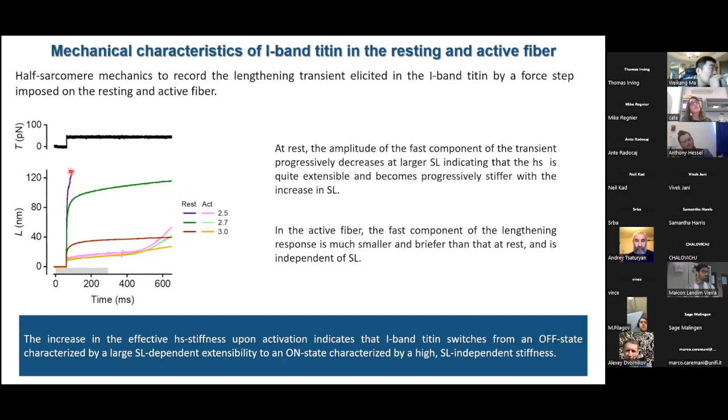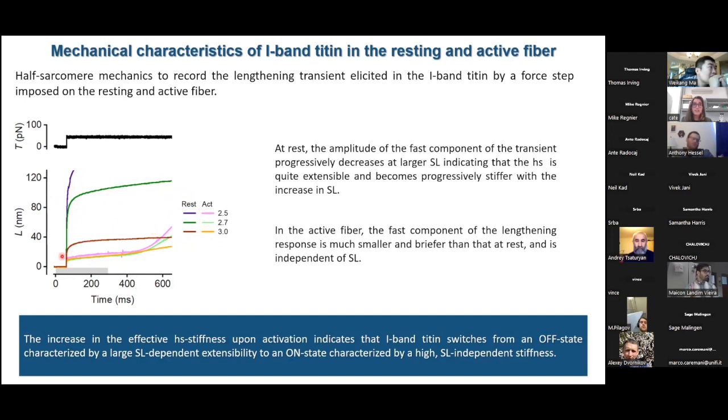And for small sarcomere lengths, such as 2.5 micrometer, the lengthening attained is so big that it saturates the range of movement of the motor, but becomes smaller at 2.7 and even smaller at 3 micrometer. So we have a half sarcomere that is quite extensible, but becomes progressively steeper with the increase in sarcomere length.